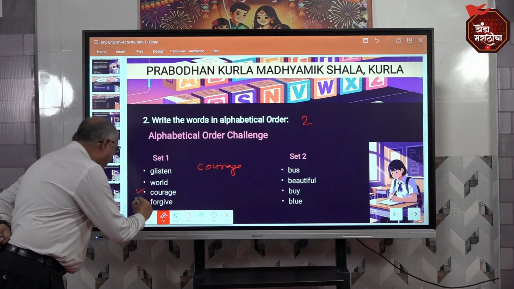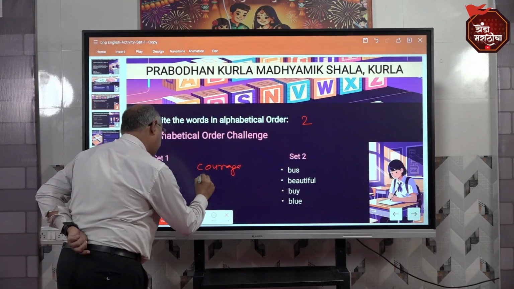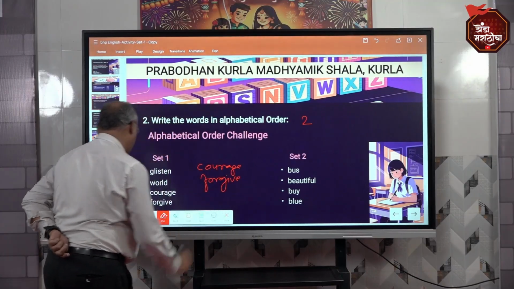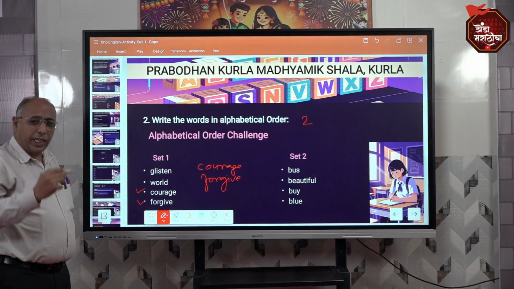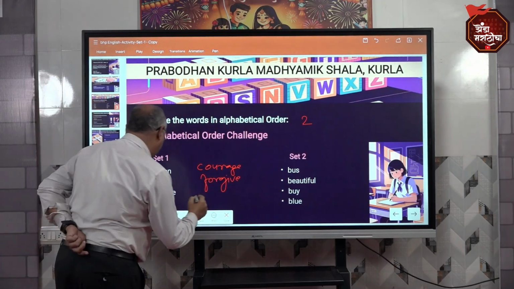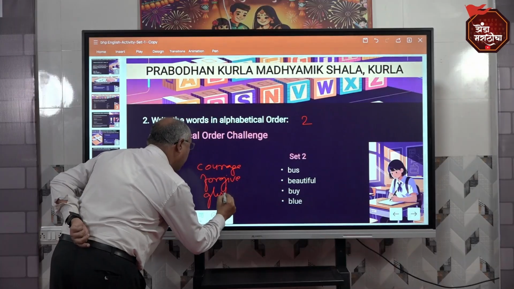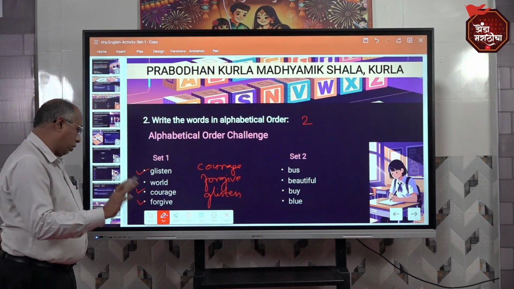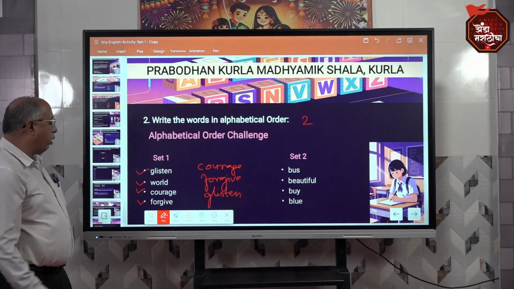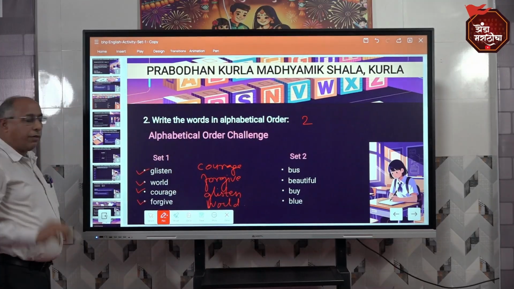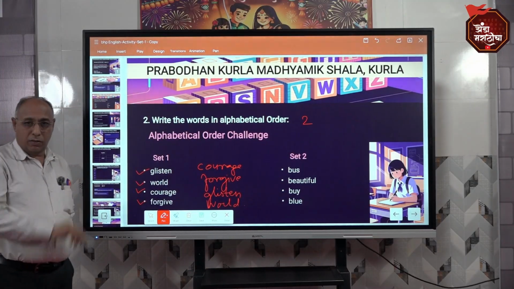Second one then F. Forgive. Third one is A, B, C, D, E, F, G. Then G comes and third one will be glisten. And the fourth one begins with W and that will be word. So this is a very simple activity and you will get full mark 1.